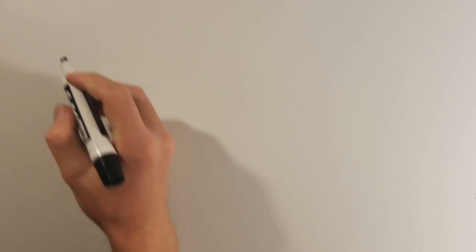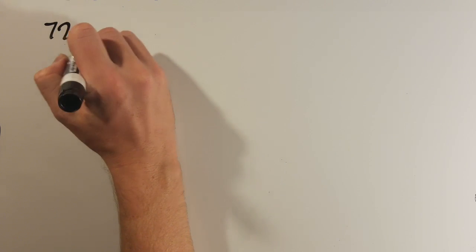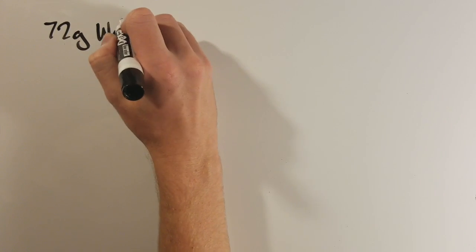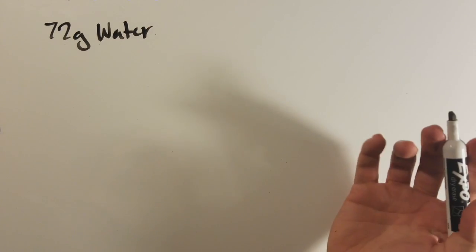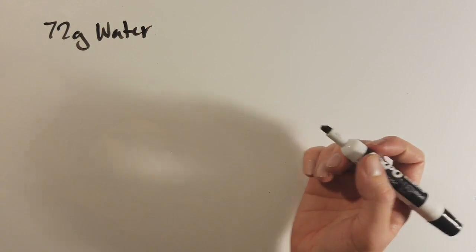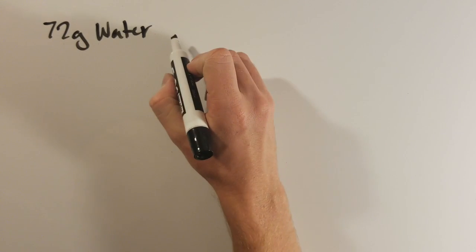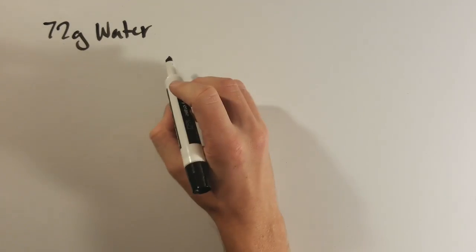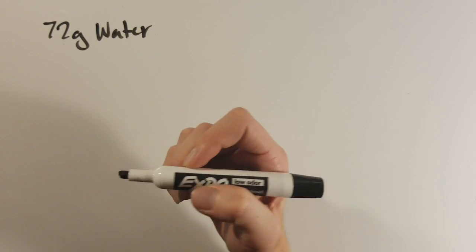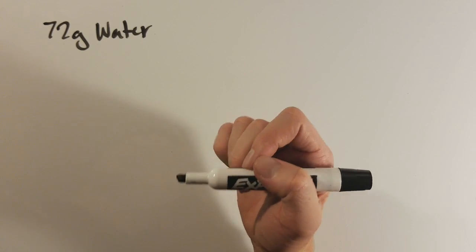So with our first example today, we're going to look at 72 grams of water. And I want to know how many moles and how many molecules of water you have in this 72 grams of water, right? So what we're going to need to know is the total molar mass of this molecule.